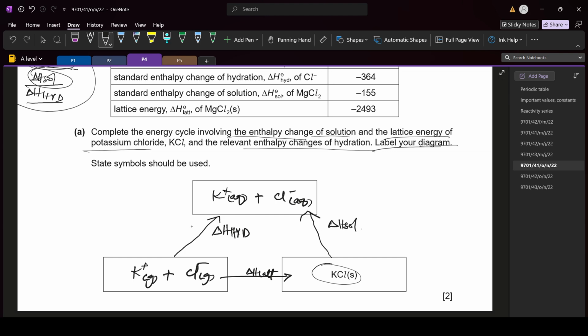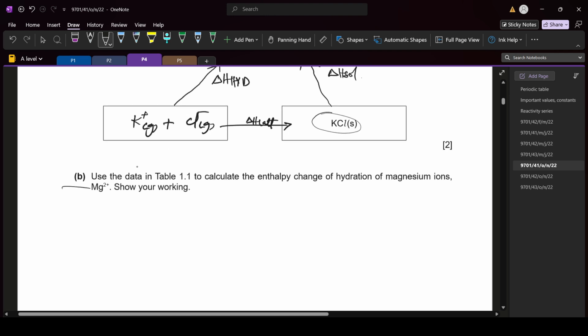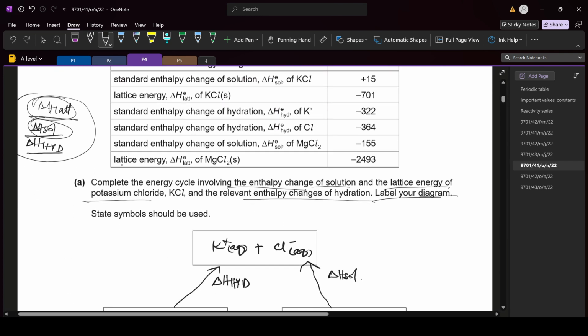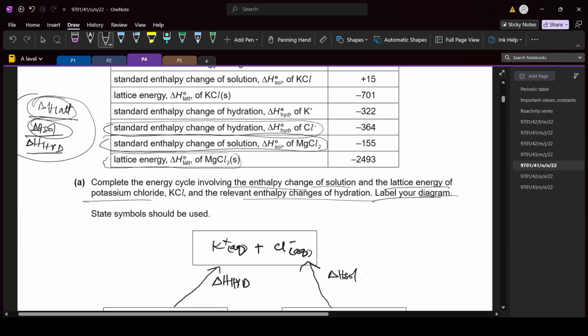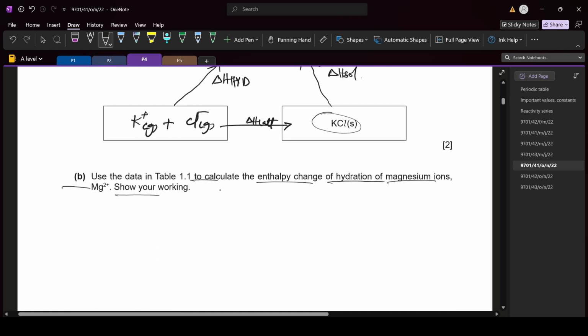Moving towards the next part, B. Use the data in table 1.1 to calculate the enthalpy change of hydration of the magnesium ion. In table 1.1, you are given the lattice enthalpy of magnesium chloride, the enthalpy change of solution of magnesium chloride, and the standard enthalpy change of hydration of chloride ions. So you are given all the energies we need to calculate the enthalpy change of hydration of magnesium ions. Let's first construct a cycle.